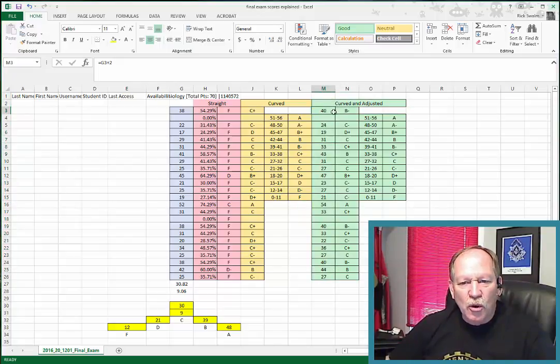And then this new score got compared against the curved score. So that's where the adjustment piece comes in. So this C plus went to a B minus. Some didn't change at all because they went from a low C minus to a high C minus. Okay, as you can see, this 24 over here was a 22, so that was one up on the C minus, and the 24 is now in the middle of the C minus range, so that didn't change at all.